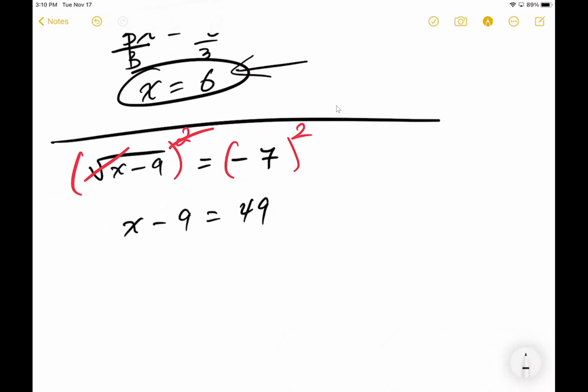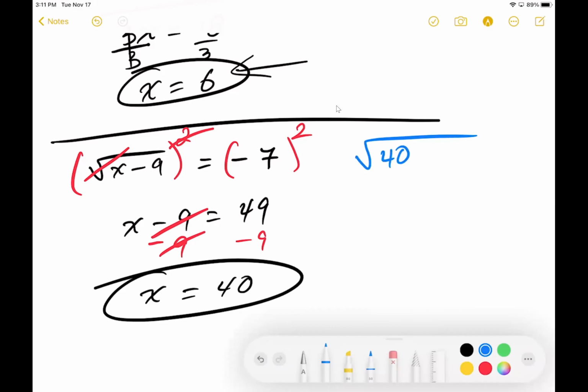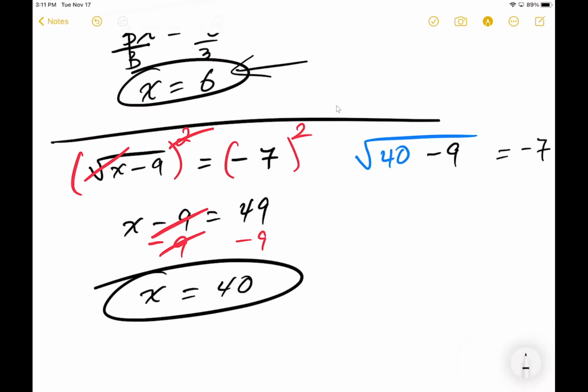And what do I do from here? Hey, way to go. This is what we have, x equal to 40. But the problem comes, and this is the major problem, ladies and gentlemen. If you plug into your original item, x as 9, and this thing will give me -7.